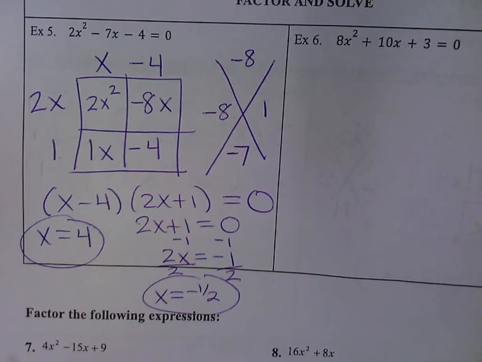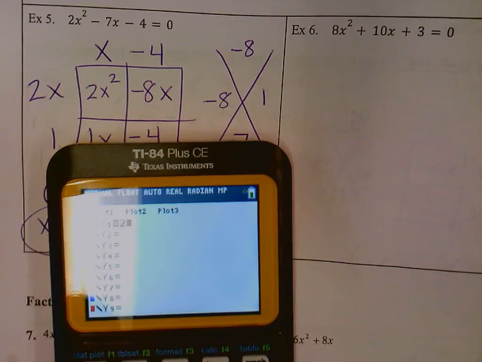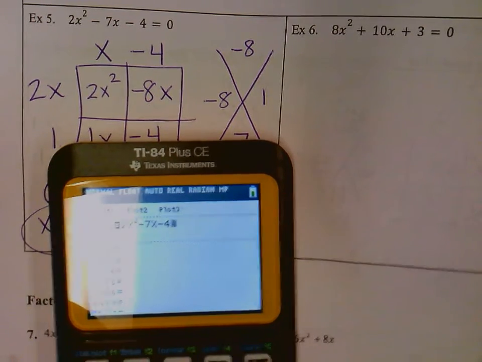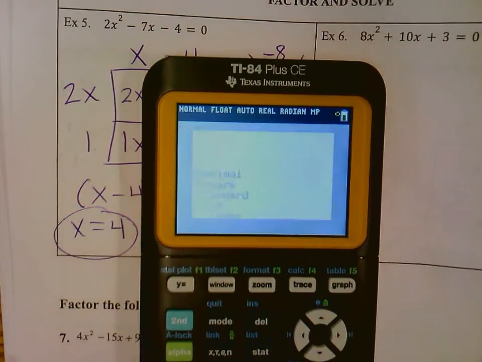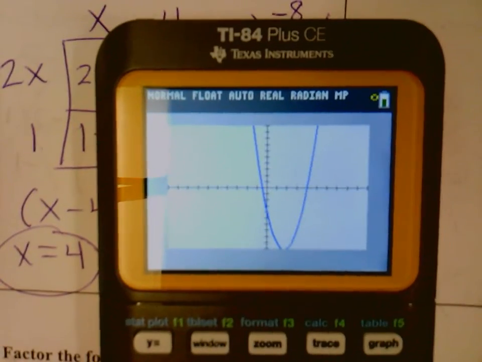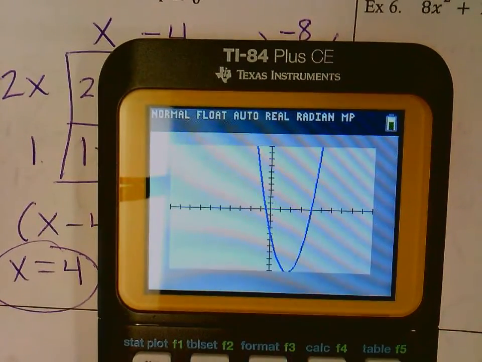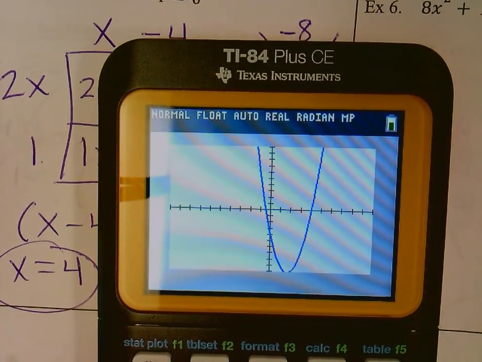I just want to kind of reinforce, if I graph 2x squared minus 7x minus 4 on the calculator, where does it cross the x-axis? It crosses the x-axis at exactly 4 and exactly -1/2. So those are my two x-intercepts.